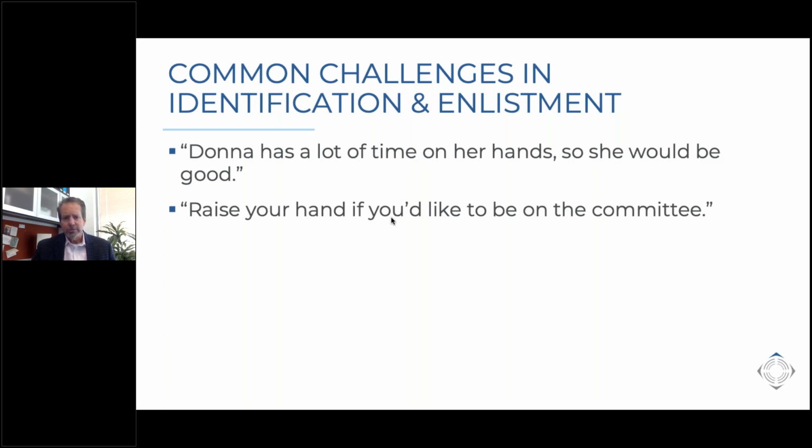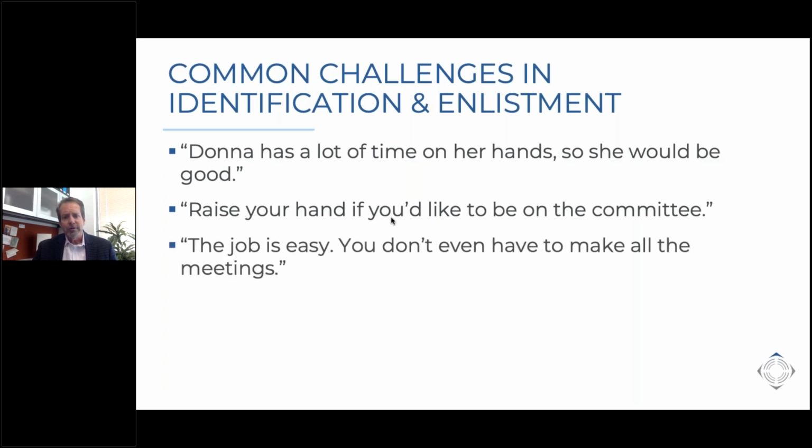Yeah, this is the one that kills me. Hey, if you'd like to be on the development committee, let me see your hand. Okay, inevitably, maybe one or two of the right people raise their hand, but sometimes the wrong people raise their hand. This should not be a committee that is filled that way, because you're probably going to end up with some people who have no idea what they're really raising their hand to do. Okay, and this one is one of my favorites. The job is easy. You don't even have to make all the meetings. What do we have to do to get them to say yes? Hopefully not that. Okay, because it's not an easy job, and they are going to be leading by example and setting the example for the rest of the board to follow.